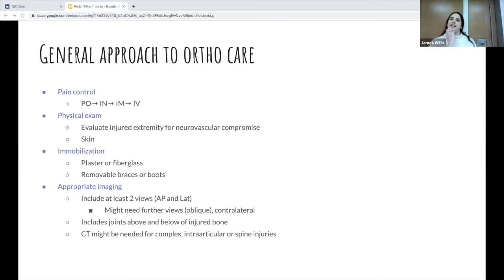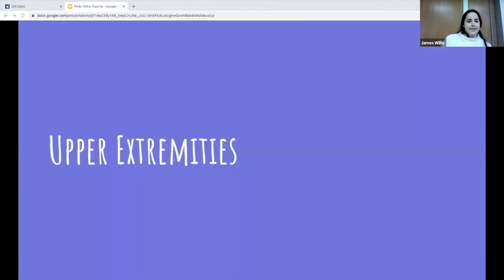And this might be more controversial, especially in pediatric patients, because we don't want to do x-rays that the patient actually doesn't need. But the point is that patients can sometimes have referred pain. Like let's say I have knee pain, but your actual fracture is in the pelvis. And then you might need to do CTs for some complex intra-articular or spine injuries, okay?